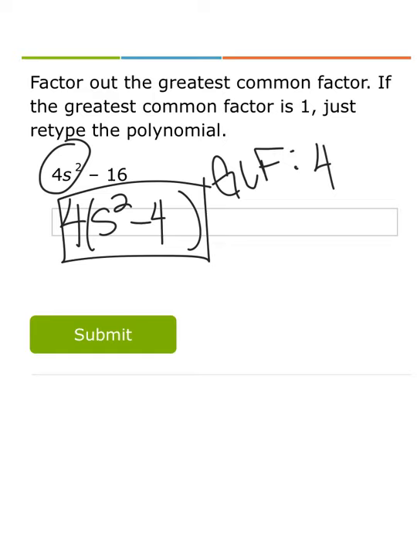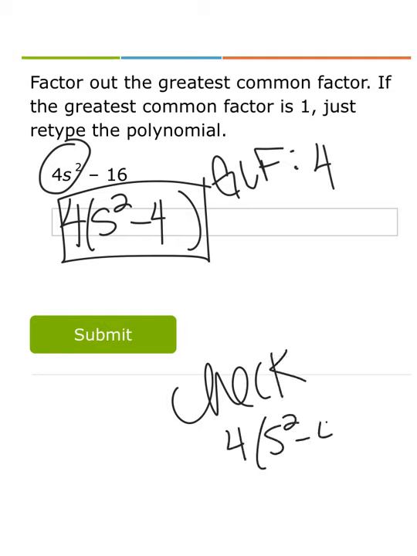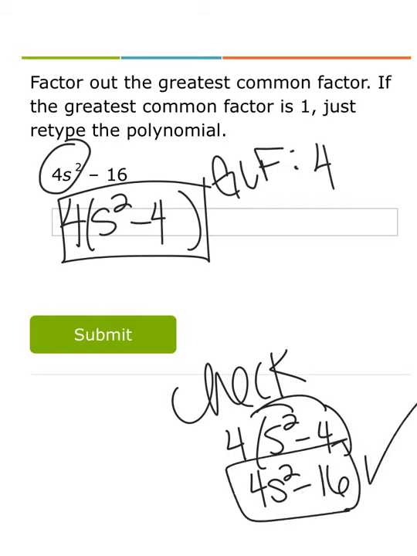Okay, let's go ahead and check it just to make sure we did it correctly. If I distribute the 4 back out, 4 times s squared is 4s squared, and then 4 times negative 4 is negative 16. So we got exactly what we started with, so we know we did it correctly.